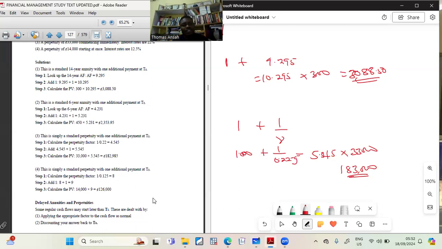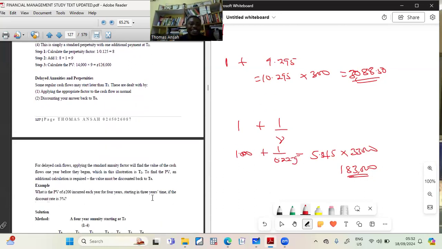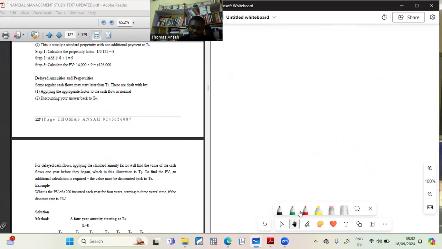Now, the next thing that we need to do is to go in there and do the delayed aspect. So a delayed aspect. Delayed annuities and perpetuities.